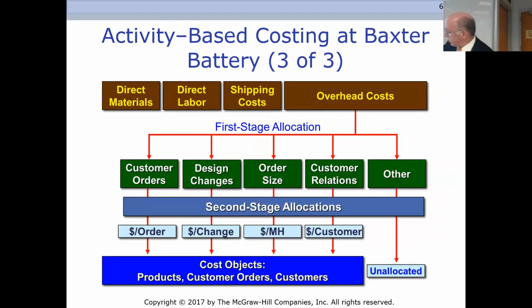Then you notice in the lower right-hand side, unallocated. Again, you now know the reason why we don't allocate everything, right? Why do we not allocate some things? Nothing good can come from it sometimes. What's an example of something we should not allocate? The president's salary, or the rent on the factory building 1,000 miles away, or the square feet in the trust department of the bank.